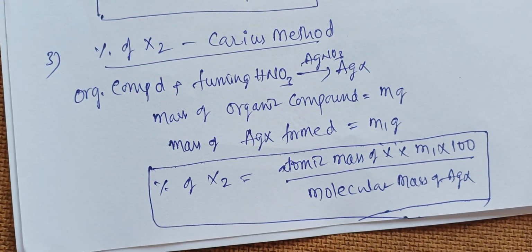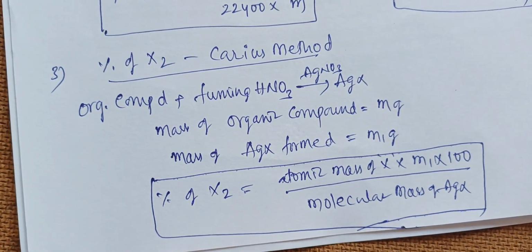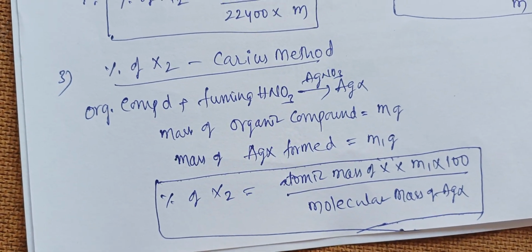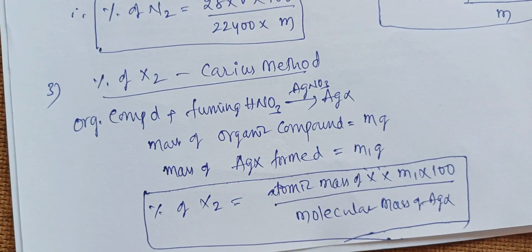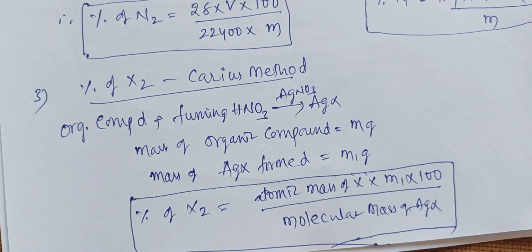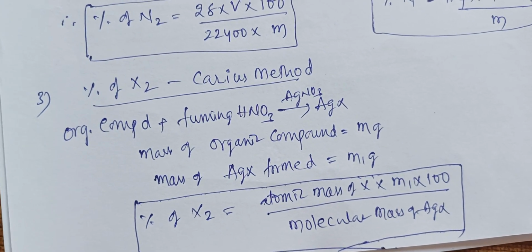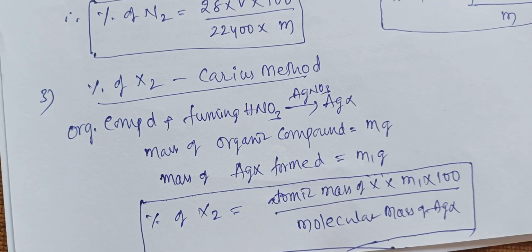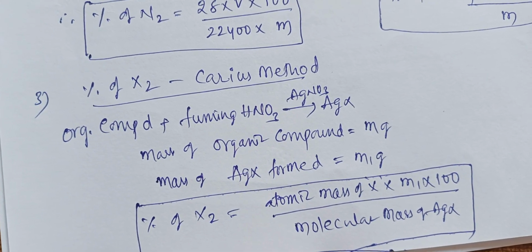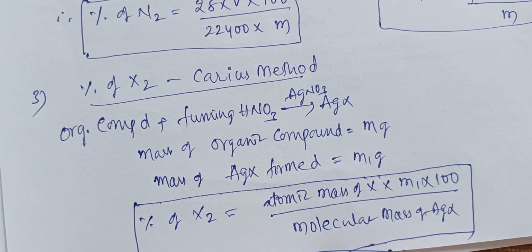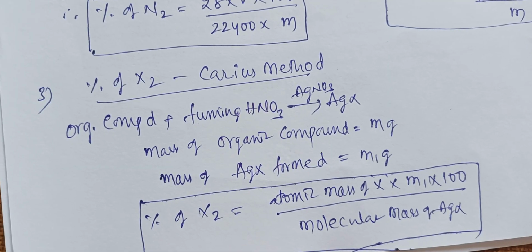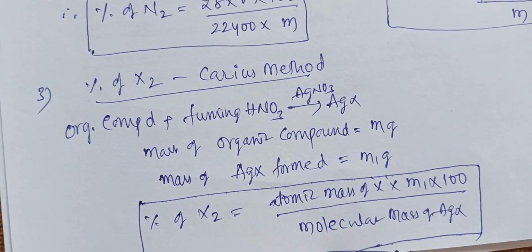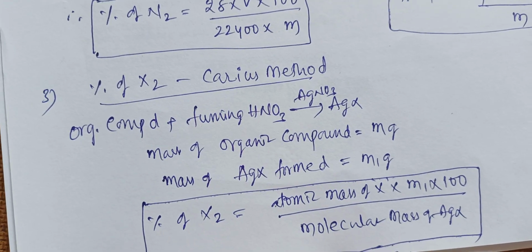Now this method is also very, very important, Carius method. This one has also been asked several times in the JEE and NEET exams. So your percentage of X can be calculated with the formula: atomic mass of X into m1. X means nothing but here it can be chlorine, bromine, etc.